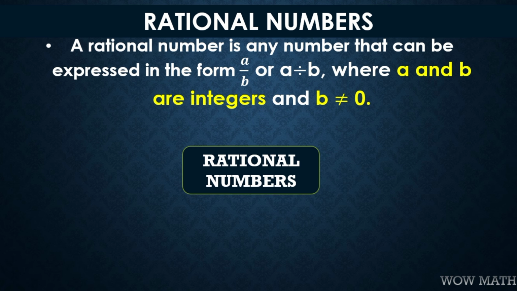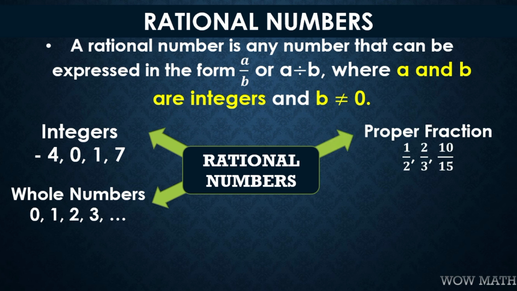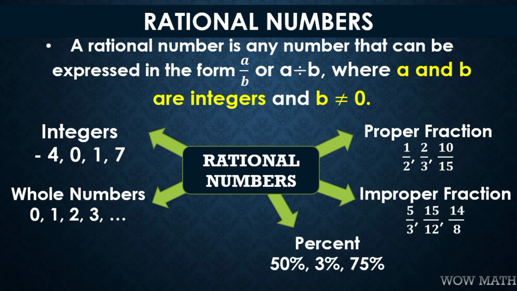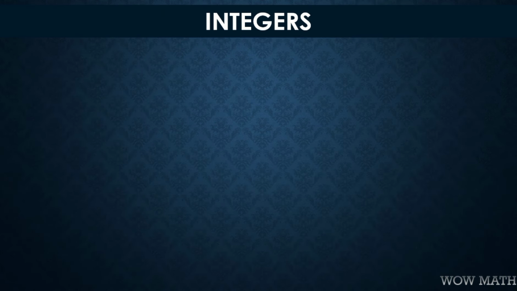Let's have examples of rational numbers. So we have integers. Under integers, we have -4, 0, 1, 7, and all negative integers, 0, and positive integers. Under integers, we have here the whole numbers, so dito papasok si 0 and all the positive integers. Another example, proper fractions, where we have 1/2, 2/3, 10/15. We also have improper fractions, 5/3, 15/12, 14/8. Percent, we have 50%, 3%, 75%. And for decimals, we have 3.5, 0.25, and 1.3 vinculum. So these are some of the examples of rational numbers which can be expressed in the form of a over b.